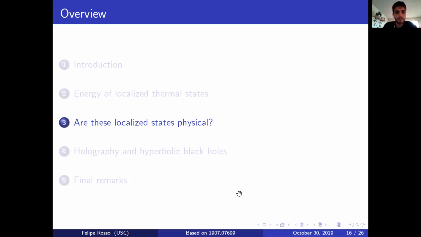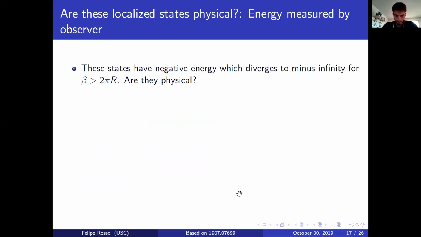Okay, good, perfect. So now let me address the other question I told you about, this divergence that we have at the boundary, that raises the question of whether these localized thermal states that I have constructed and studied are physical. The reason, let me tell you again, is that for this value of beta, the energy diverges to minus infinity as we go towards the boundary.